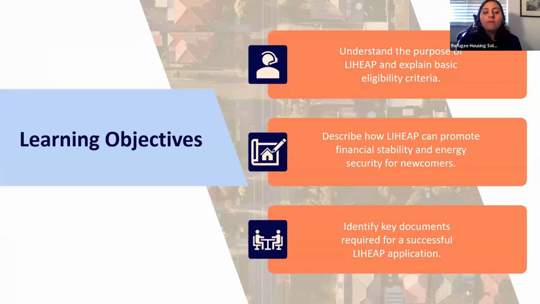The three main focuses are to understand the purpose of LIHEAP and explain the eligibility criteria, to describe how LIHEAP can promote financial stability and energy security for newcomers, and then to identify the key documents required for a successful LIHEAP application. So know what LIHEAP is, know how to apply for it, and know how it would benefit newcomers.